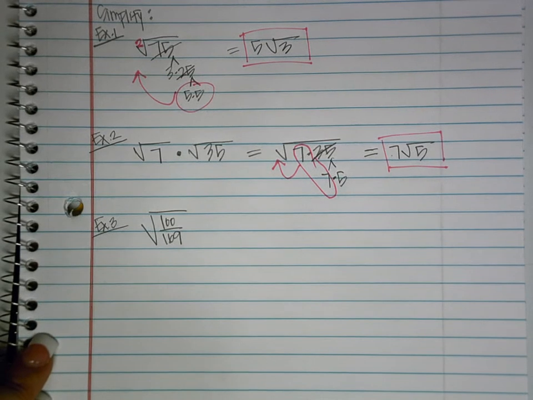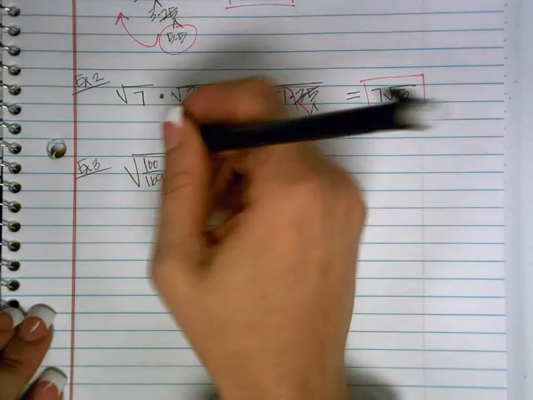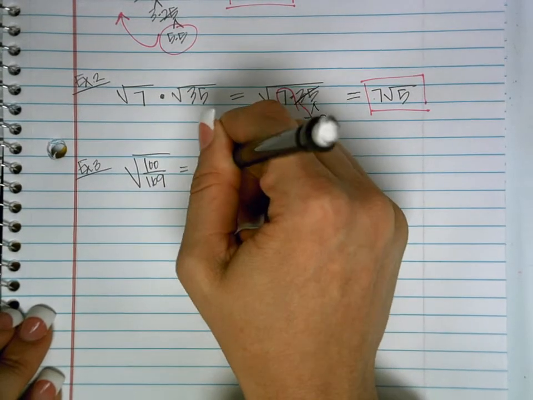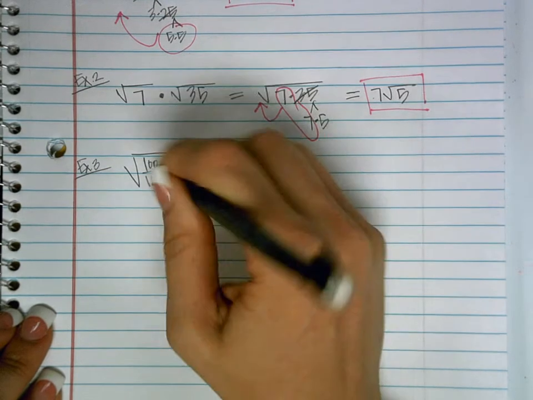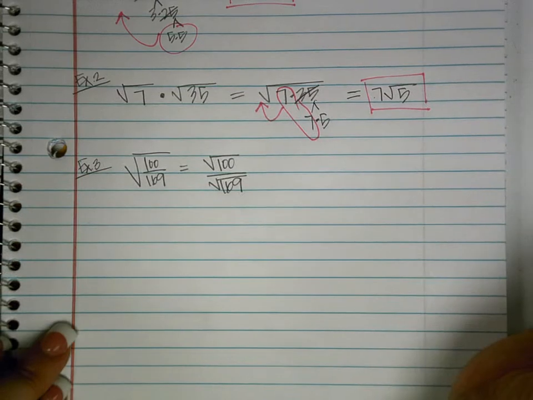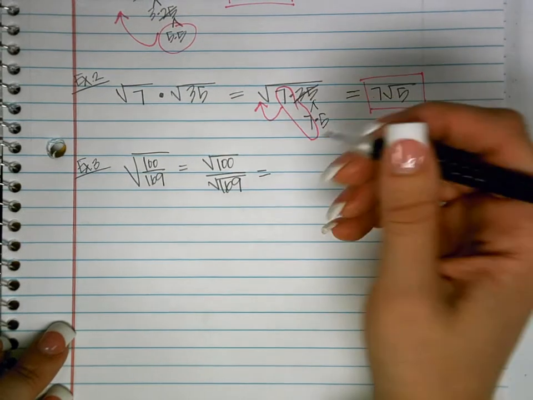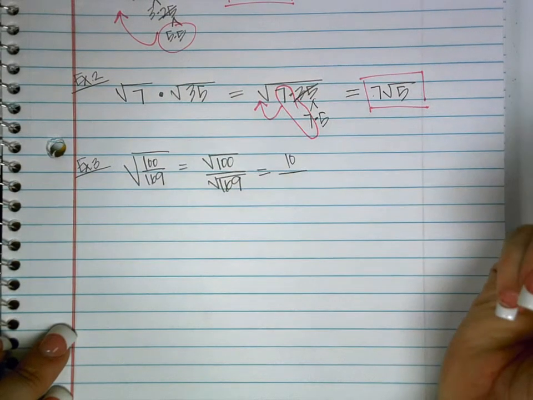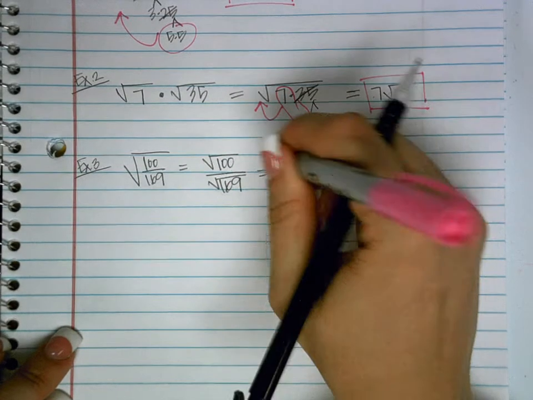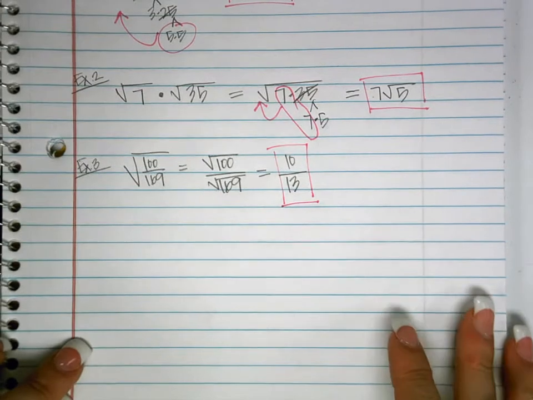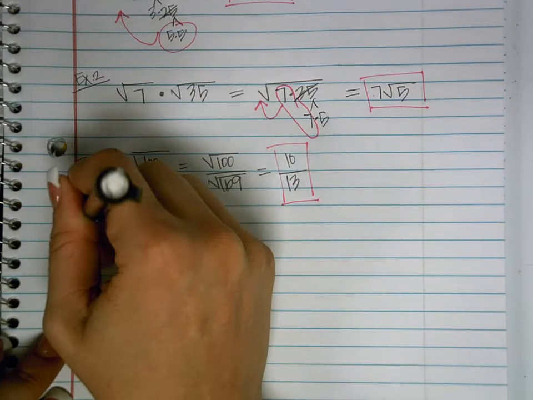Root 100 over 169. If you have a fraction underneath the radical, the first thing you need to do is break it down to be 2 little roots. So root 100 over root 169. You can't have a fraction underneath the root, so we need to break it down. Then we can break these down even further. What is root 100? 10. Over what is root 169? 13. And we're done. So we want to break out as many pairs as we possibly can. This is the first part of your homework.